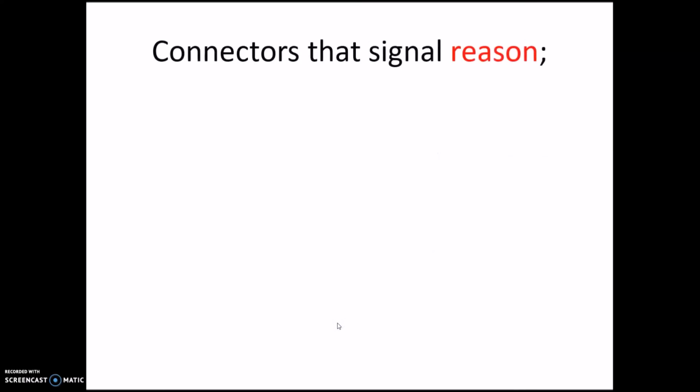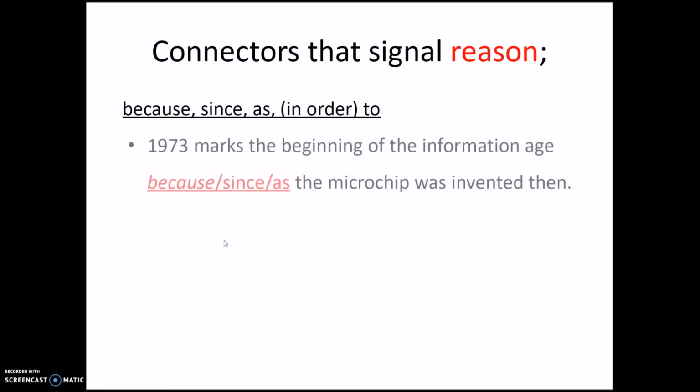Now let's have a look at the connectors that signal reason. They are because, since, as, and in order to, or just to. We can use because, since, and as in the same way. They can be used in the middle like this, like 1973 marks the beginning of the information age. Why? I explained the reason here.